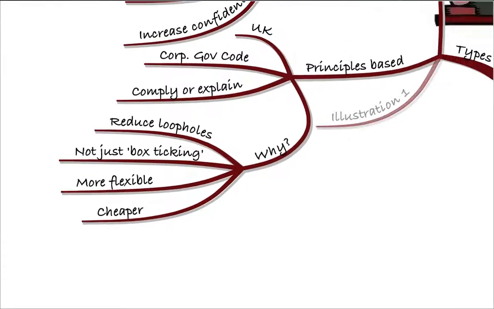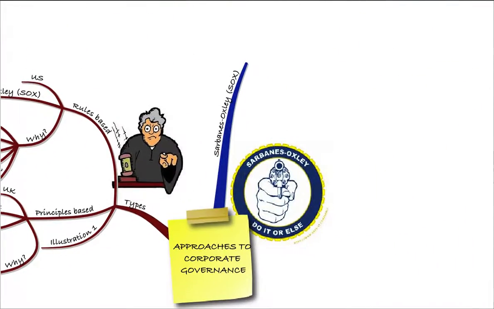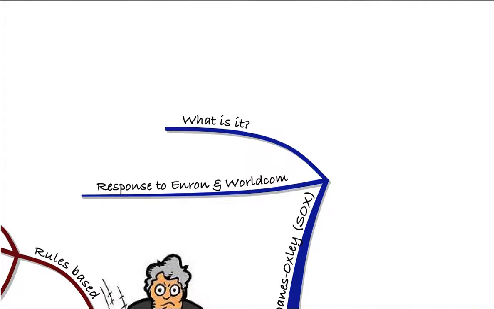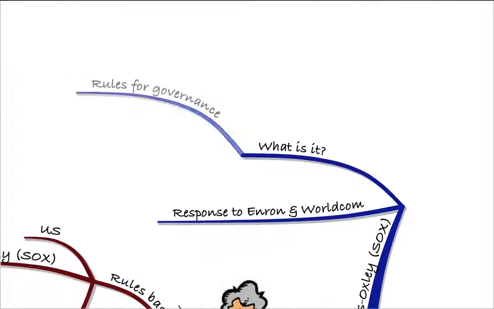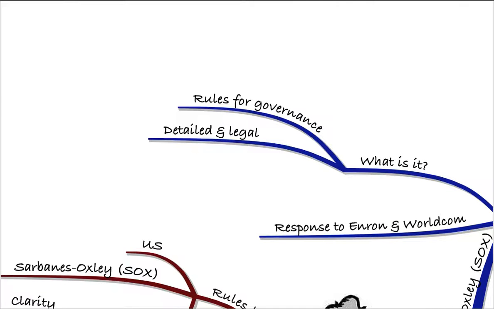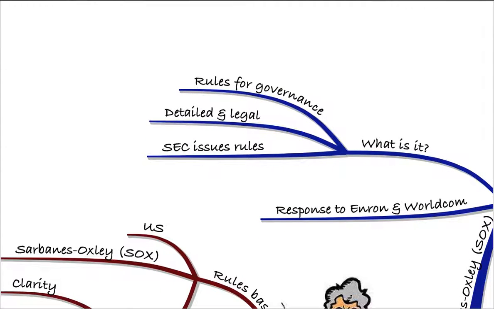So looking at a bit more detail at our Sarbanes-Oxley Act, which is in the US, this, remember, was a response to Enron and WorldCom. So those were two corporate collapses that really stemmed from a lack of corporate governance. So what is Sarbanes-Oxley? It's a piece of legislation that carries out the rules for governance. It's detailed and it's legal, so you have to apply it. And the Securities and Exchange Commission issues these rules so that anyone who's listed in the US, or indeed anyone who is a subsidiary of a US listed firm, must apply the Sarbanes-Oxley rules.